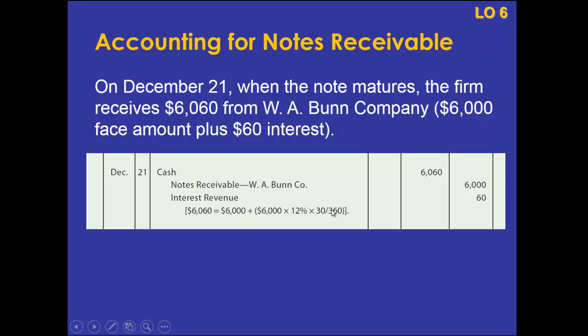Okay, so this is 1/12. That's what that equals. So the easiest way to do it is to put that in your calculator first, then multiply it by 12%, which is 0.12. Multiply that by 6,000, and that's where you get the 60. So this plus this tells us how much we're going to get, or how much cash we received on the 21st.